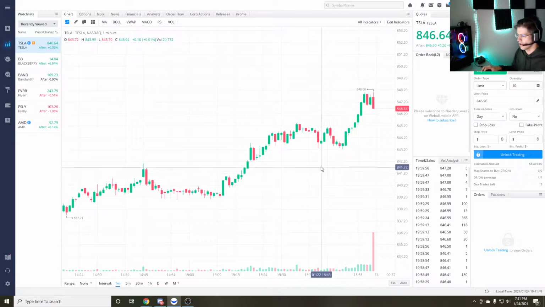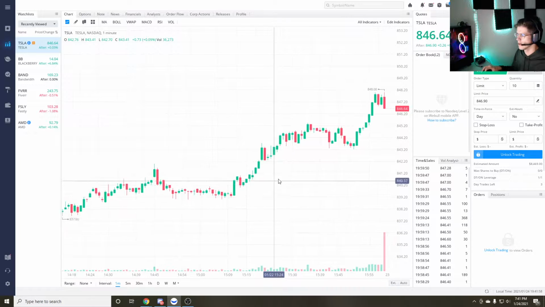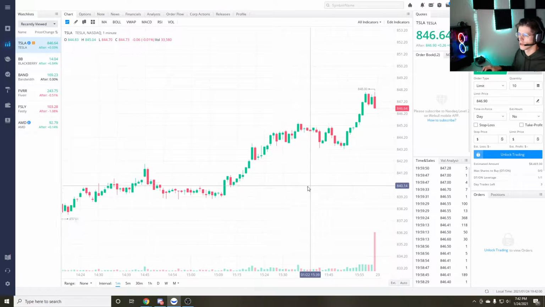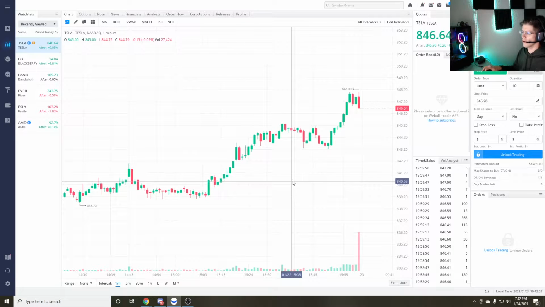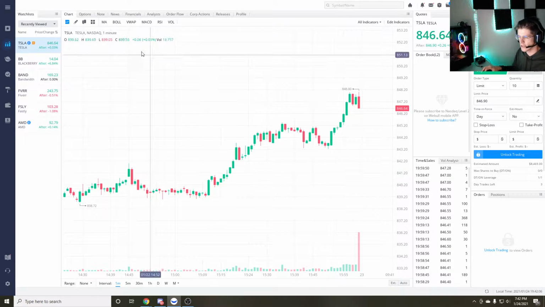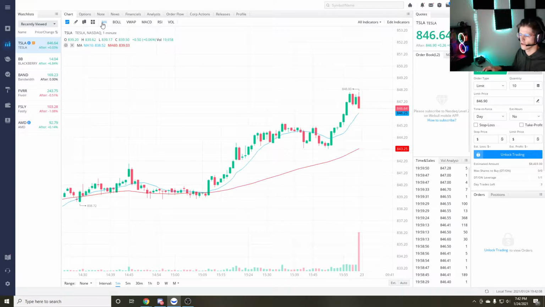So here we just have a plain chart, right? We're looking at Tesla, the day trader's favorite, and this is the 1 minute chart from Friday, looks like, the 22nd. And we're just going to look at different things here. The first thing we're going to look at is the moving averages. These two lines are moving averages: the blue line is our 10-day moving average, and then we have the 60-day moving average, which I have set in red.